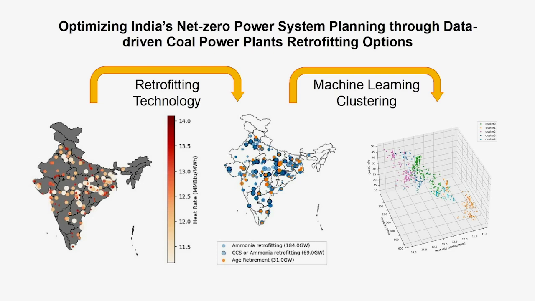India has the largest population in the world, and its energy demand is going to double by 2030. Currently, most of the power generation in India is still coal power plants. So this research uses machine learning to analyze and understand the coal power plants in India and tries to find the best way to retrofit those coal power plants.